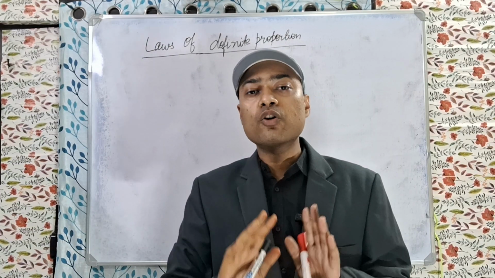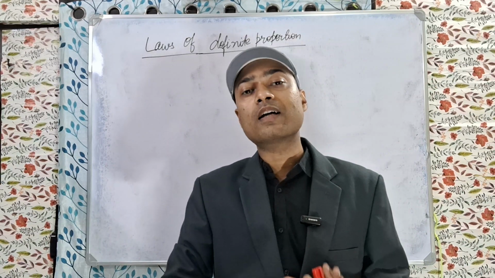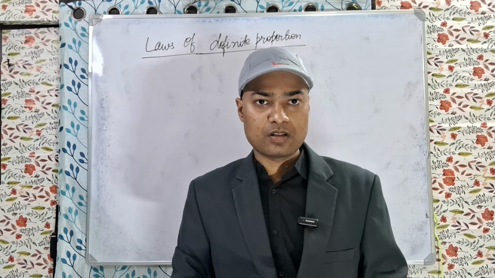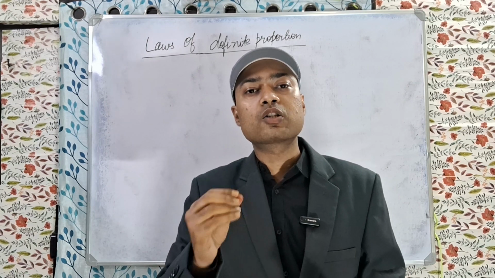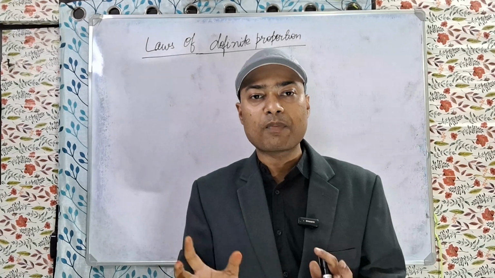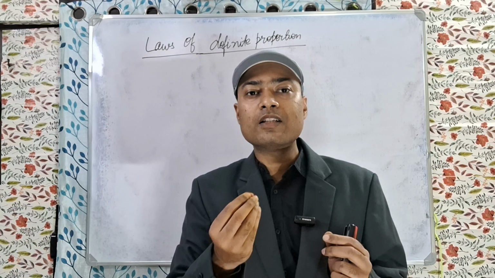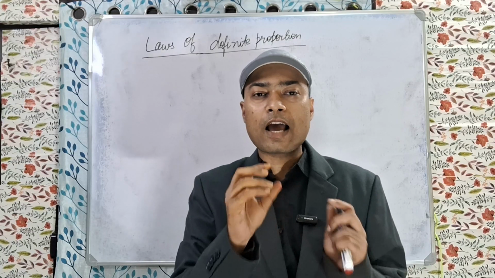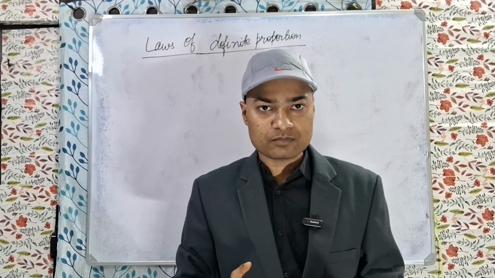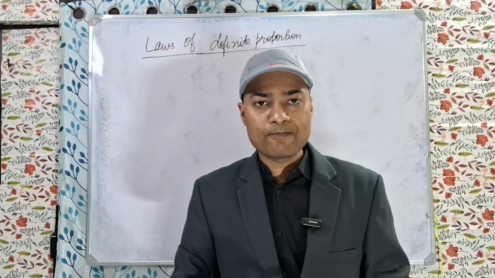Now when you talk about the exceptions of this particular law, it has got many exceptions. First of all, the first one is non-stoichiometric compounds. Non-stoichiometric compounds means those compounds in which one of the atoms is in terms of fraction, like Fe 0.950. So it is one of the non-stoichiometric compounds.